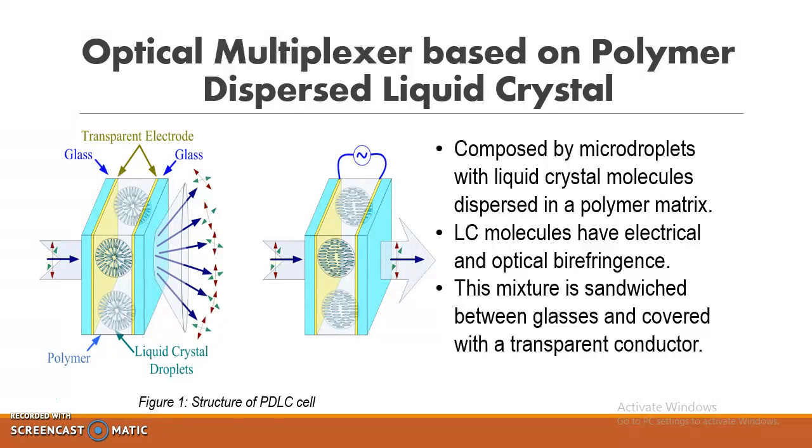This mixture is sandwiched between glasses and covered with a transparent conductor. In this way, an electric field can be applied to the mixture, allowing the reorientation of the liquid crystal molecules that are inside the microdroplets, thanks to the molecule birefringence.